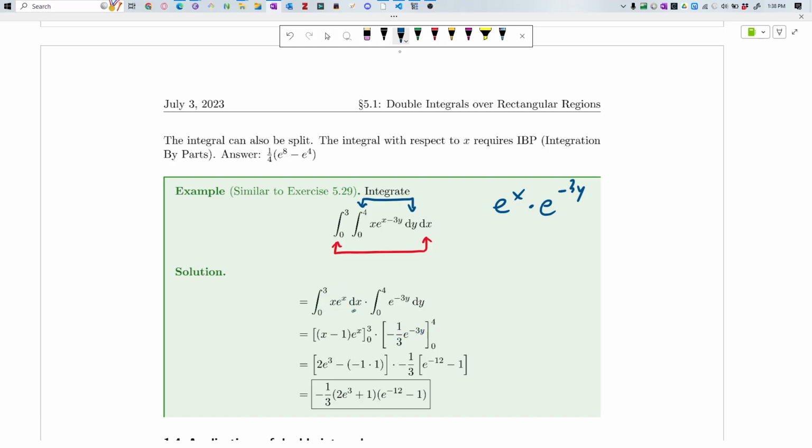This one involves integration by parts. I would hope that you remember this from Calc 2, but I know from experience that I need to recall this with you guys. So, integration by parts.